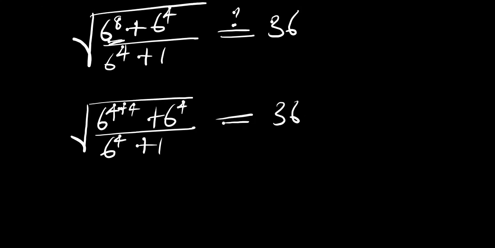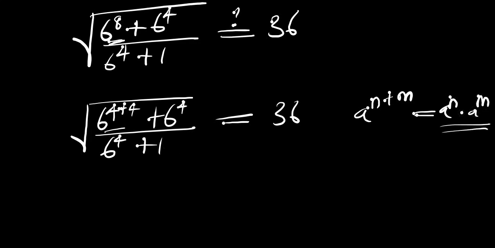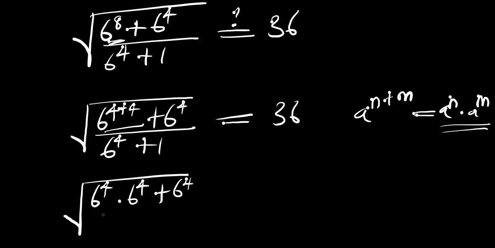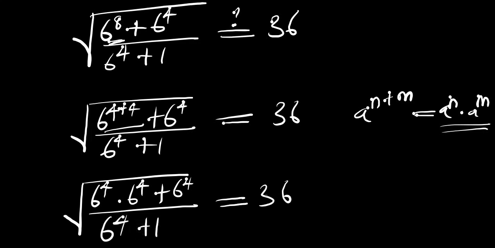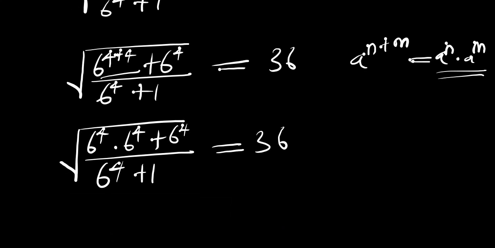So we go again. We apply, if you have a to the power of n plus m, this equals a to the power of n times a to the power of m. We apply this identity right here. That means we are going to have the square root of 6 to the power of 4 times 6 to the power of 4 plus 6 to the power of 4, divided by 6 to the power of 4 plus 1, and this equals 36. That's what we are going to find out.